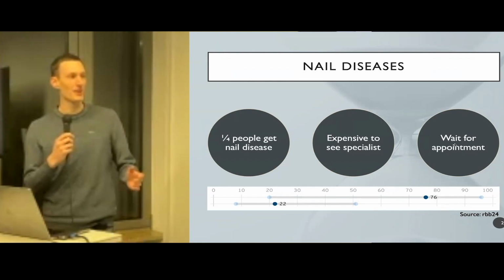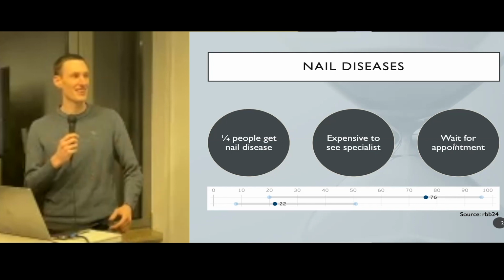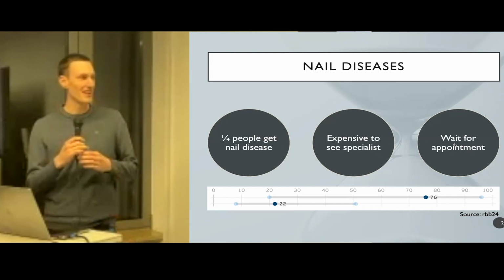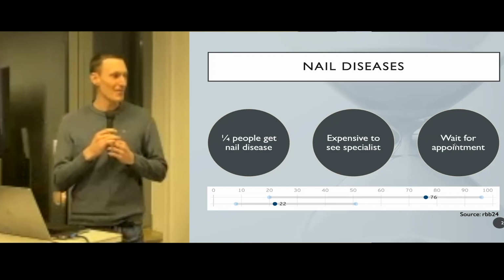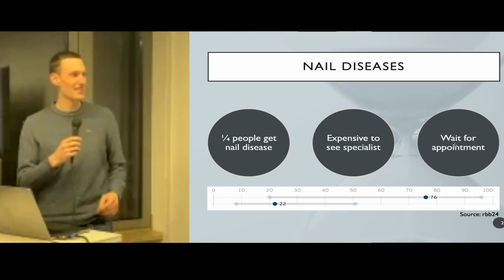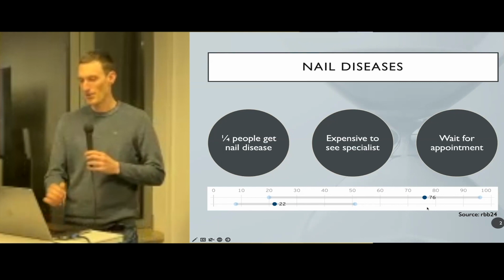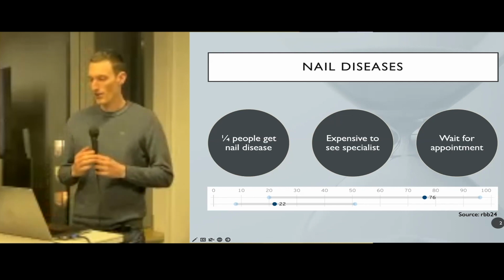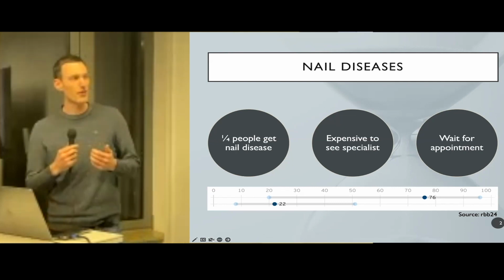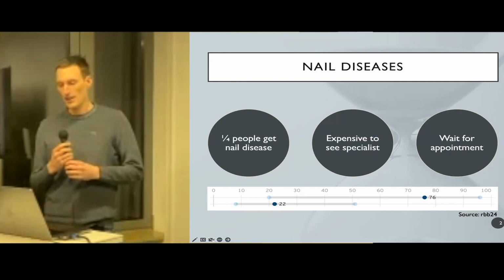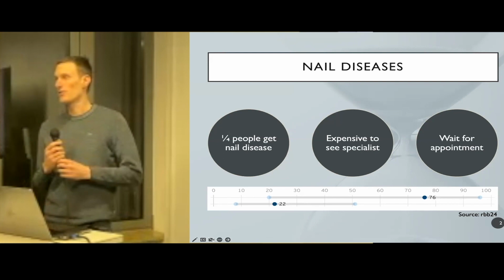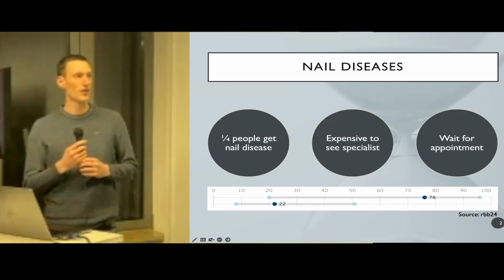And that's the median because there are many outliers. For some people, it takes several months. If you have a private insurance, it's 22 days. It's a bit better. So the idea of our project was basically to see if computer vision can do this task, to detect and classify these diseases. And the second part is actually to predict the severity of diseases.